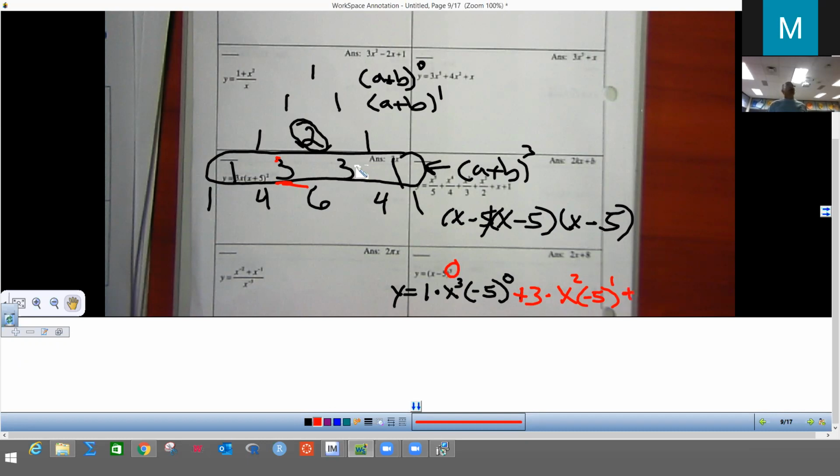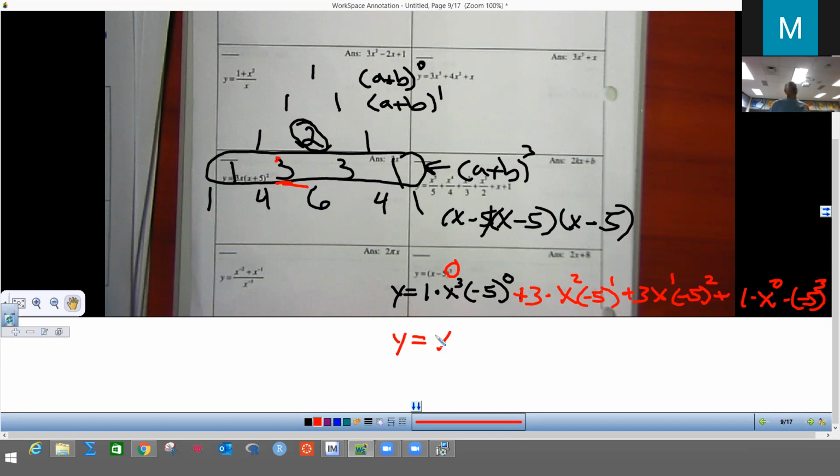The next coefficient is that 3. And then I lower the power by 1 of the first term, increase the power of the second term. And then last, I take this 1. And I probably wouldn't even write this x to the 0 here because that's 1. And then I take -5 to the third. So when I simplify all this, this will be my y.